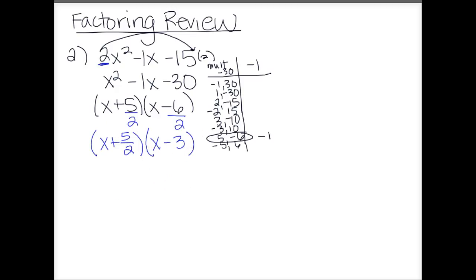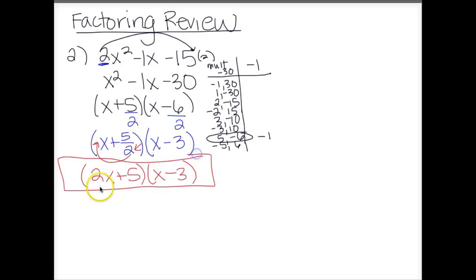Now bottoms up. So I've got a denominator here that's in the bottom. I bring it up in front of the x. So that becomes 2x plus 5. This one didn't have a denominator, so it stays x minus 3. As always, you should check your answer. This is the answer, but you should mentally check it.